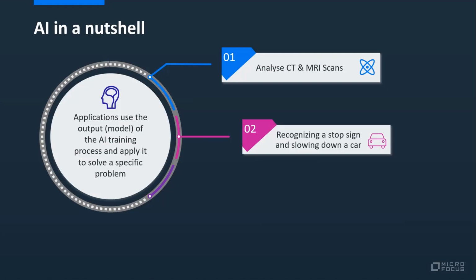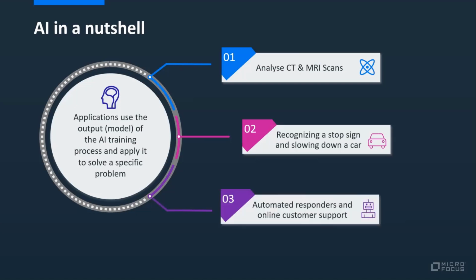It is not built in order to recognize the traffic lights and understand what is the red, what is the yellow, and what is the green light. You will need to build an AI engine for that purpose. And again, if you take the AI that was built to recognize a stop sign and slow down a car, it probably won't be able to be used as an automated responder in online customer support.